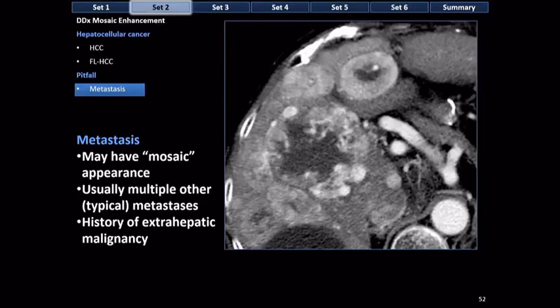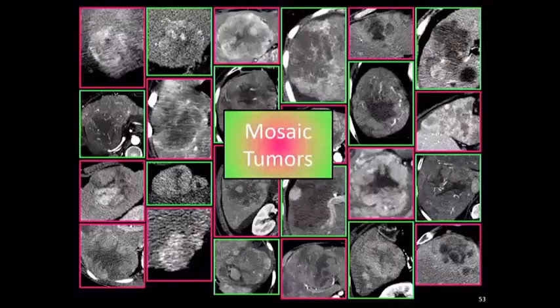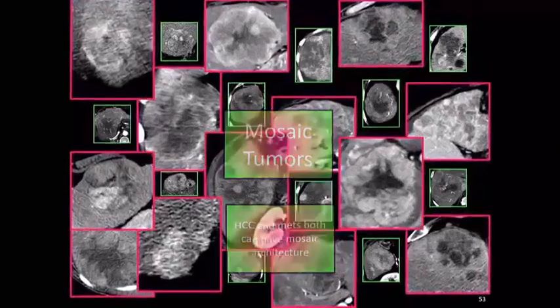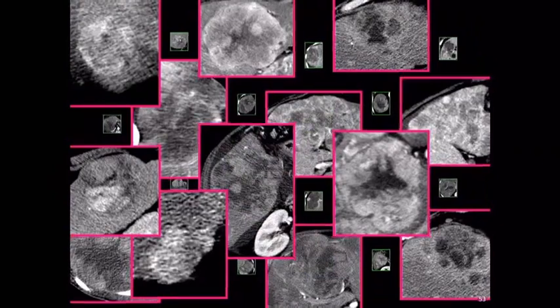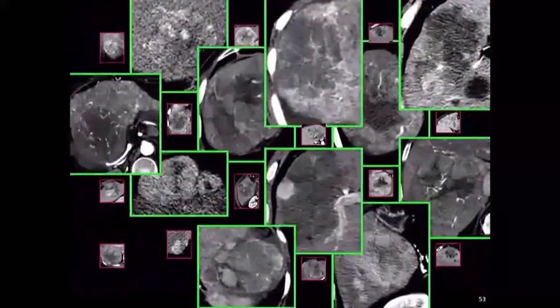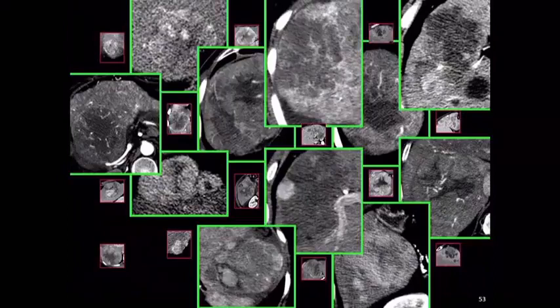But just to prove that metastases and HCCs can have mosaic appearance, I now am going to show you some mosaic tumors. You'll notice that some of these lesions are bordered in green, and some of these lesions are bordered in a strawberry color. And I want you to think which ones are the metastases and which ones are the HCCs. So, are these HCCs or are these metastases? And the next question is, are these HCCs or are these metastases?